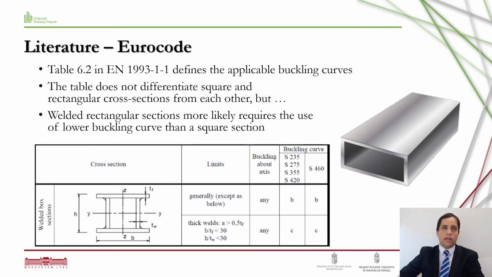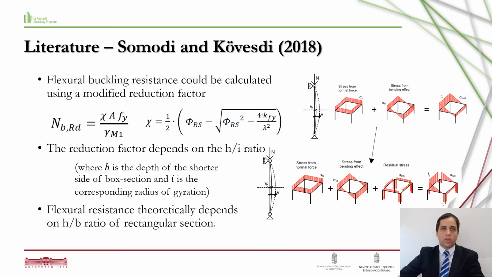Because of the shorter side, a rectangular section satisfies one of these equations more frequently. So a rectangular section more likely requires the use of a lower buckling curve than a square section. In 2018, Somodi and Kövesdi published a modified buckling resistance calculation method where a new reduction factor should be used instead of the predefined buckling curves. According to this method, the reduction factor theoretically depends on the aspect ratio of rectangular cross-sections.